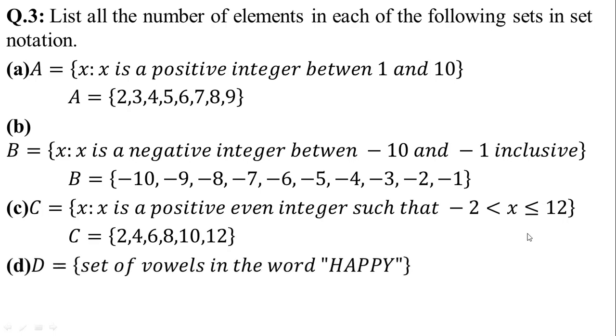In the next part, part d, set of vowels in the word happy. So we write the vowels here. The vowels are a, e, i, o, u. So in the word happy, there is only one vowel, a. So the answer of part d is a.